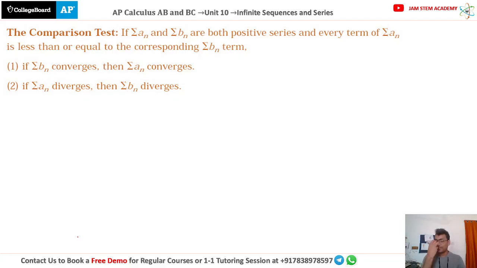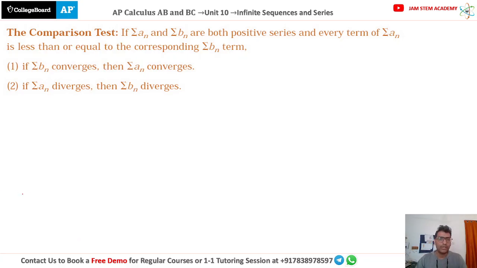Comparison test is used if you have a question in which you have to find whether a given series converges or diverges. Then you can create your own function, which you already know is convergent or divergent, and you can compare those two.